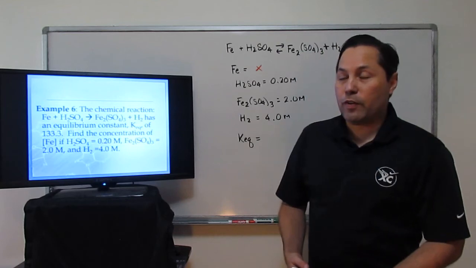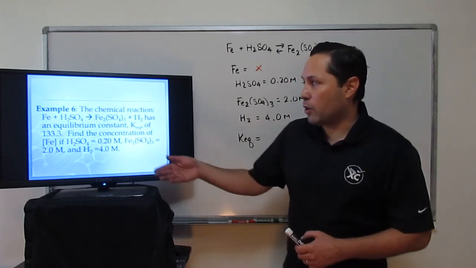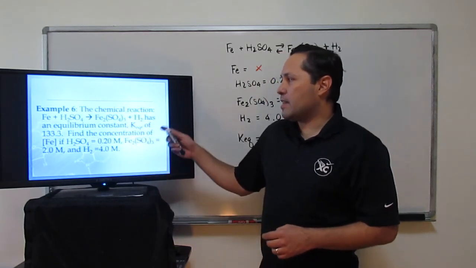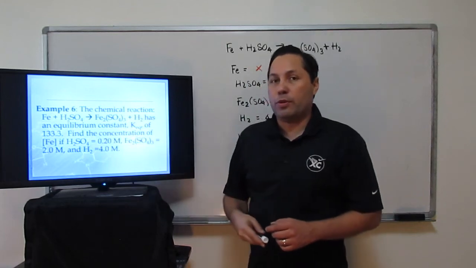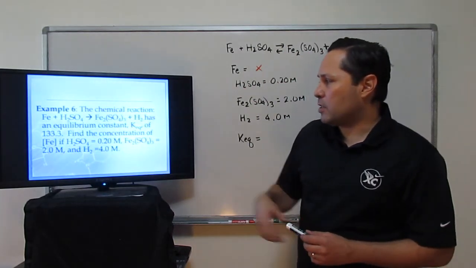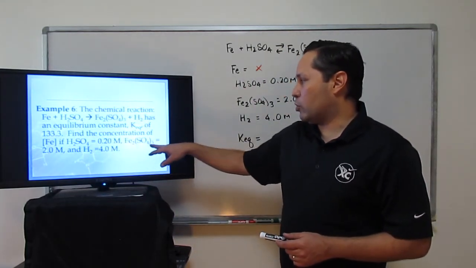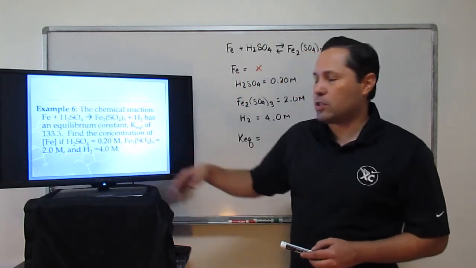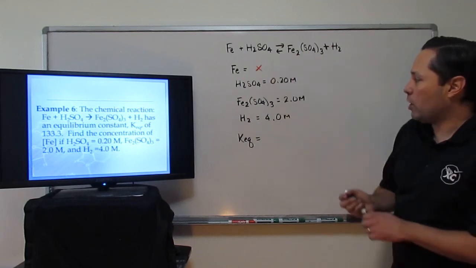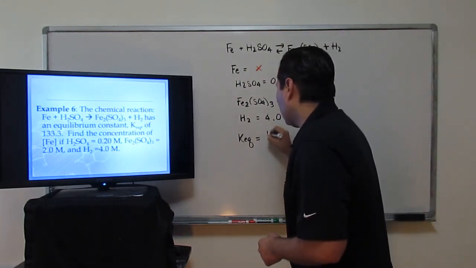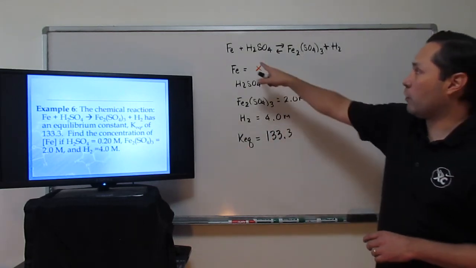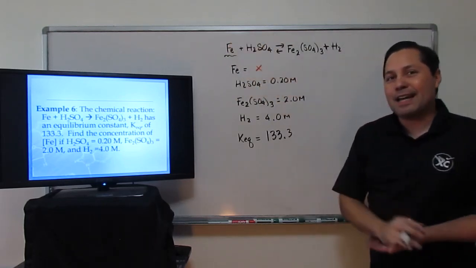In example 6, we're given the following problem. It says, the chemical reaction for iron with sulfuric acid will give you iron 3 sulfate plus hydrogen gas, and has an equilibrium constant, a KEQ, of 133.3. Find the concentration of iron if the sulfuric acid is 0.2, iron 3 sulfate is 2.0 molar, and hydrogen gas is 4.0 molar. As you see right here, there's all the values. That's what we're solving for, and this time we're given all the other values, including the KEQ at 133.3. So we're solving for the concentration of the Fe. That is what they want in this problem.